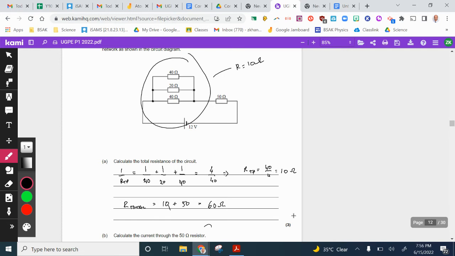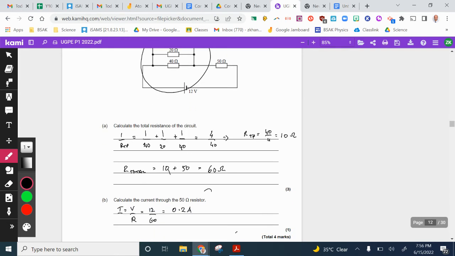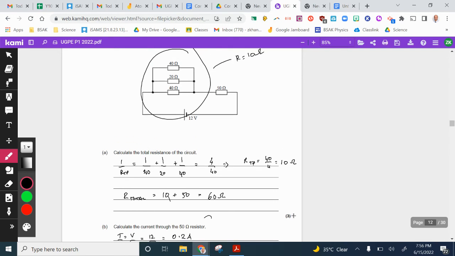So if I want to find the current through the 50 ohm resistor, that will be the same as the current through the battery because it's in series with the battery. So if I use 12 volts, I must use the overall resistance in the circuit. So it will be 12 volts divided by 60, and that will be the current through the battery, which is 0.2 amps. That 0.2 amps will go through the 50 ohm resistor, and then of course that will split accordingly in each branch according to the resistances, and then join back up to 0.2 amps here.